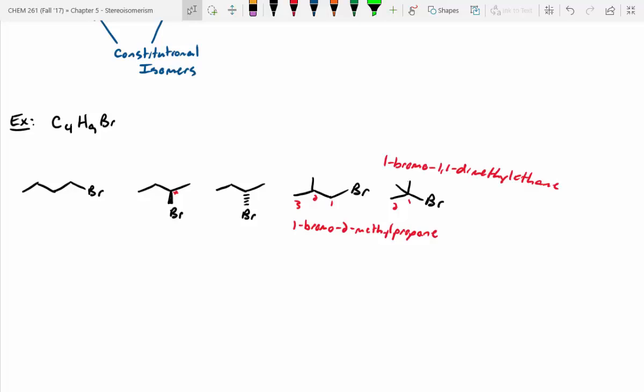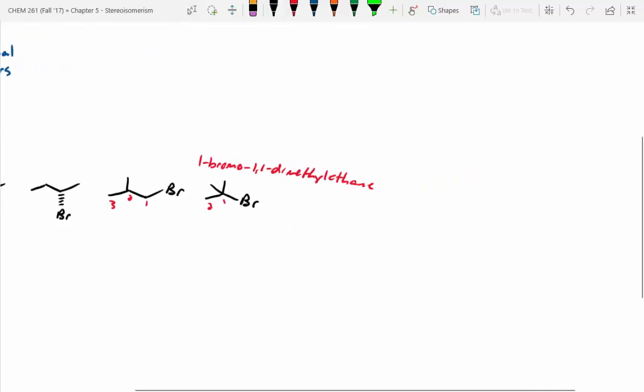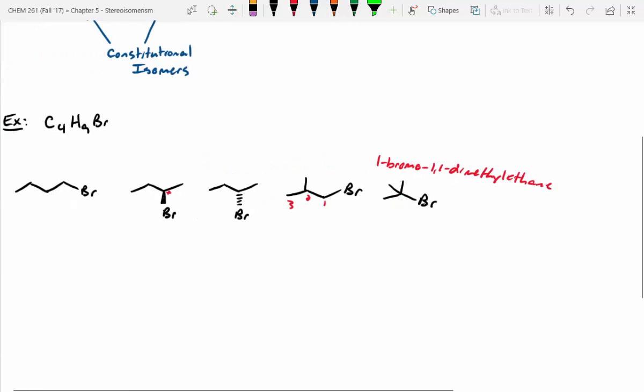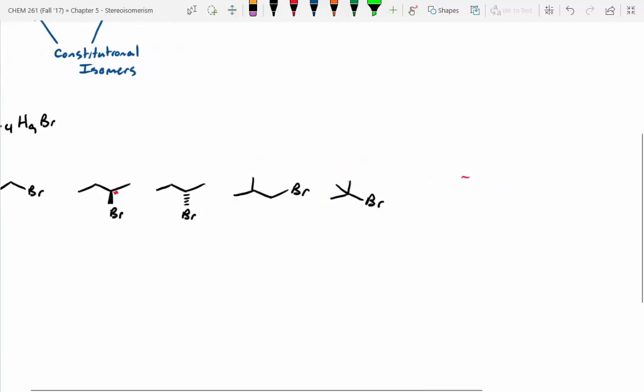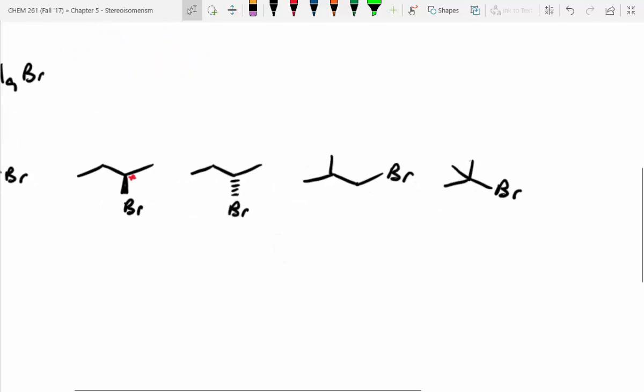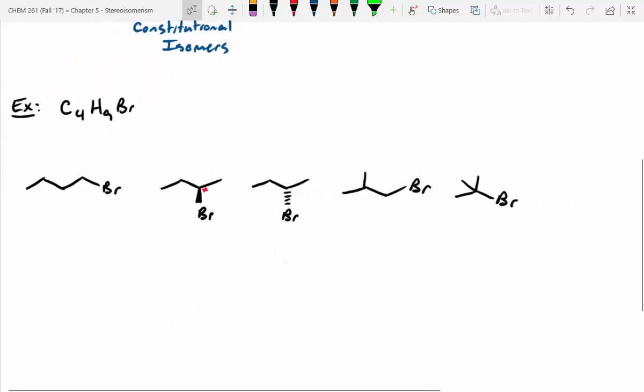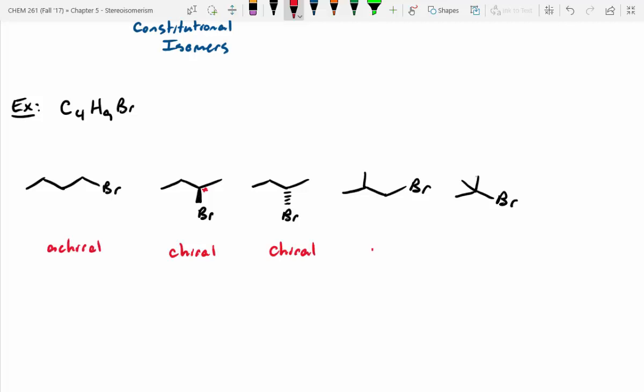All right, so now we've got to go back and determine whether or not these are chiral or achiral. And I'm just going to erase these numbers for now. So how many of you think the one on the far left is chiral? That's good. It's not chiral. What about the next two? Yeah, definitely. So I'd say these are chiral. Chiral. This is achiral. This is achiral. And achiral.